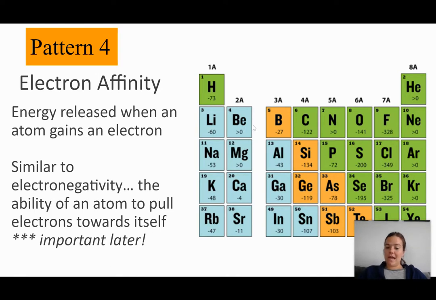And then you'll notice that as you go across, again, there's a couple of little slip ups, and there's some reasons for that, but don't worry about it. But as you go across, the electron affinity also increases. You'll notice that the noble gases all have 0. Well, that's because they don't want to get electrons, and so it ain't going to happen.